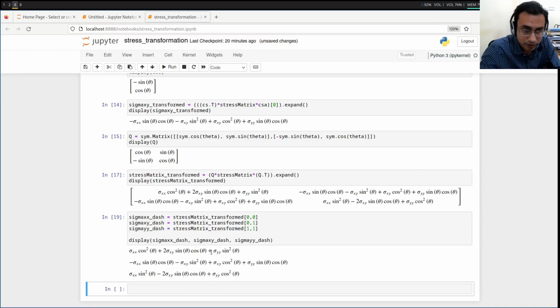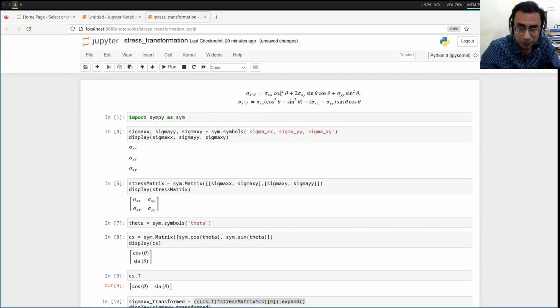Okay, so this is much easier to remember. All that I really have to remember is how this rotation matrix is set up. Cos theta sine theta, minus sine theta cos theta. And I can obtain all the expressions in one go. I don't have to go for any kind of mental hacks to remember these things.